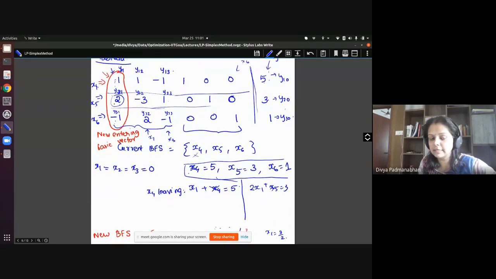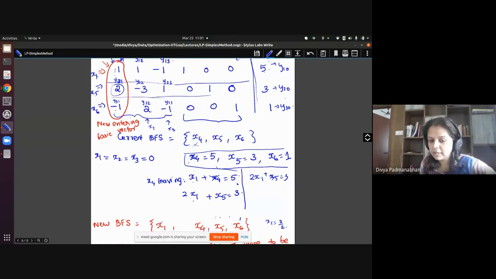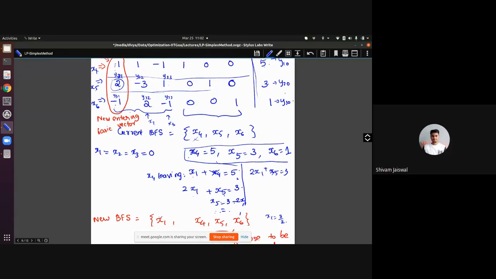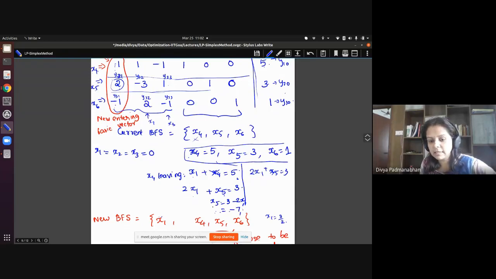So now you need to take the second row, right? So this would give you 2x1 plus x5 equals 3. And if x4 was leaving the system, then you would fix x1 as 5, okay? And then x5 would take the value of 3 minus 2x1. So what is this value going to be? -7, right? So this is clearly not acceptable because x5 is taking a negative value. So that's why it cannot be that x4 is leaving.